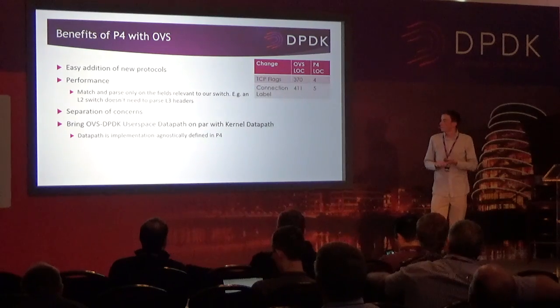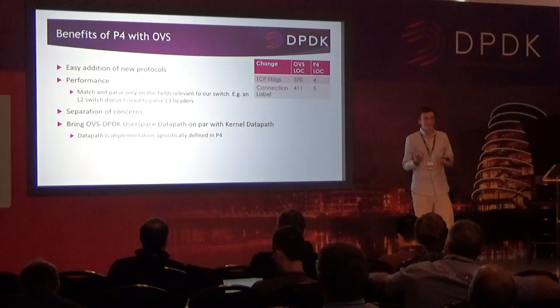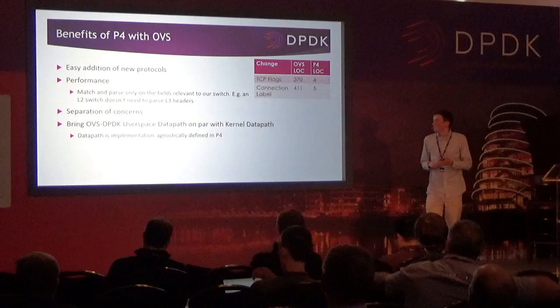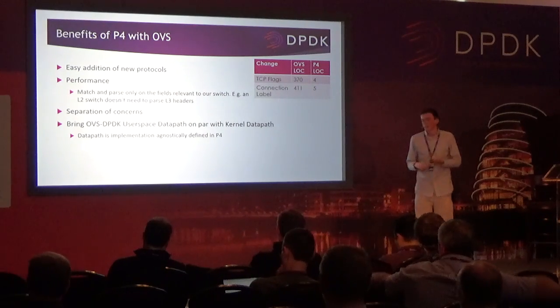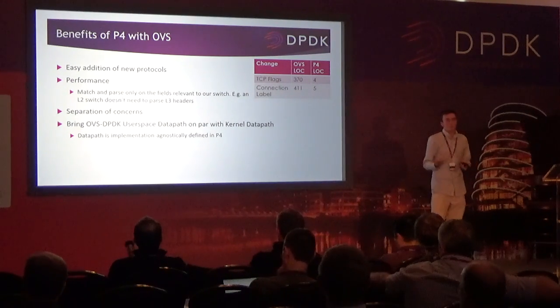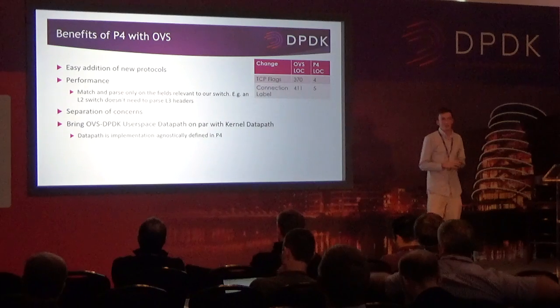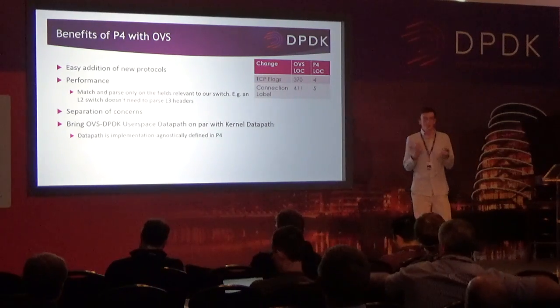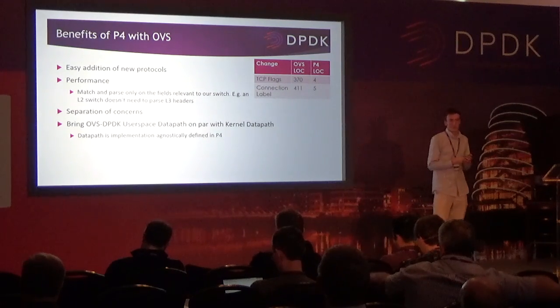One of the problems here is that there's a feature disparity between both data paths. But using P4, it would make it easier to implement certain features and support for protocols by allowing you to describe what you want your data path to look like in an implementation agnostic manner. So it would make it easier to bring the feature sets of both data paths on par.